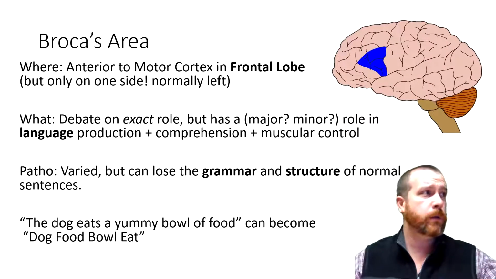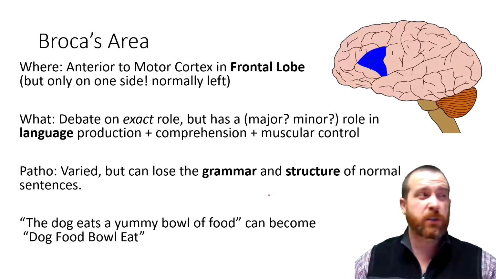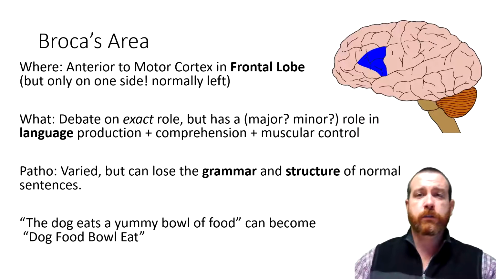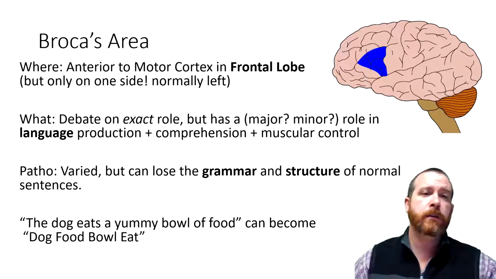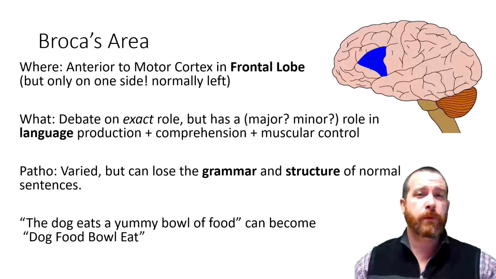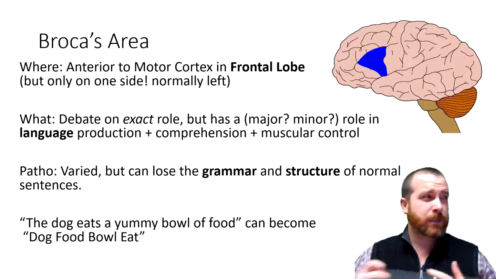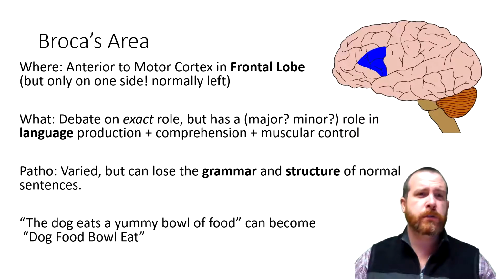The first area that I want to talk about is Broca's area. Broca's area is going to be in the frontal lobe. Interestingly, it's actually only going to be on one side. Generally, it's in the dominant lobe, so in most individuals it's on the left side. What's going on in Broca's, we thought we had a pretty good understanding. As of more recent investigation, we're starting to rethink the idea of Broca's.